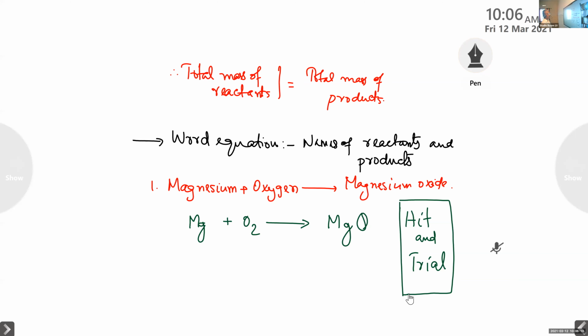So what do you have to do? On the left hand side, there is O2. O2 means two oxygen atoms. So we have to have two oxygen atoms on the right hand side. So to equate the number of oxygen atoms on both sides, you multiply the formula MgO by 2. Okay, that is the hit and trial method.